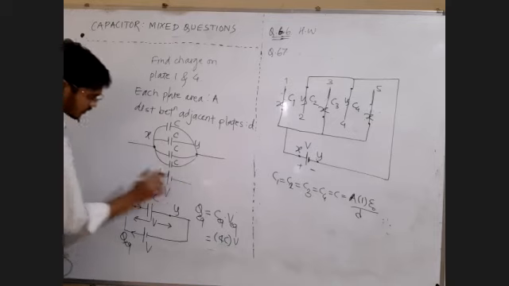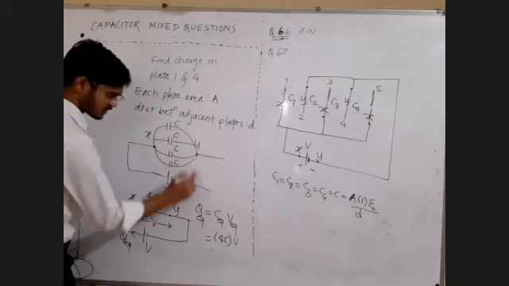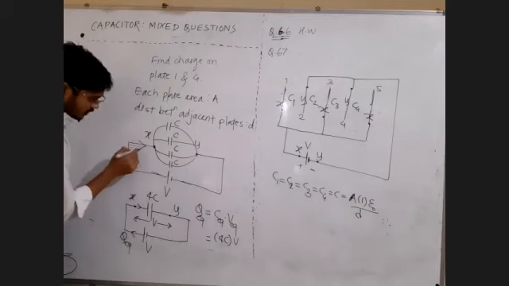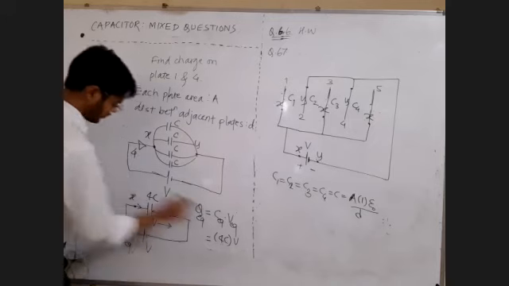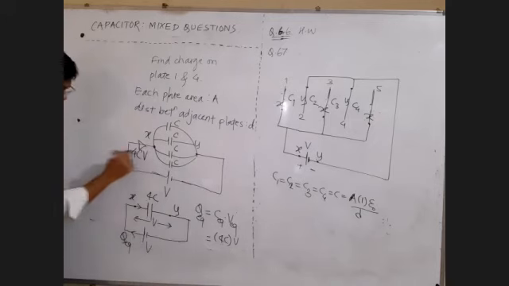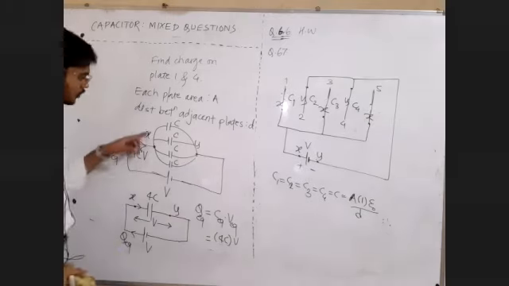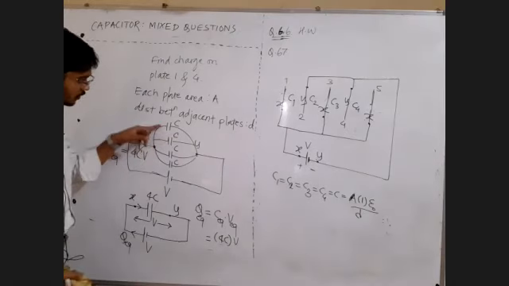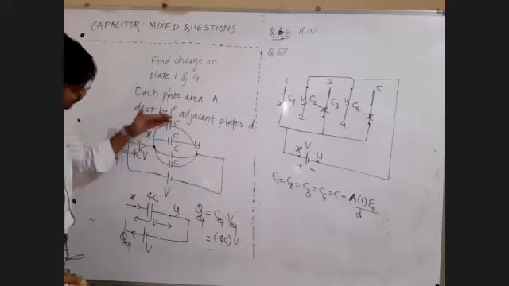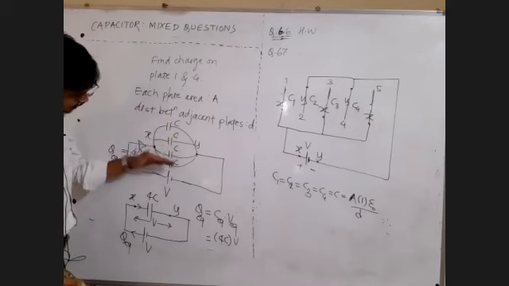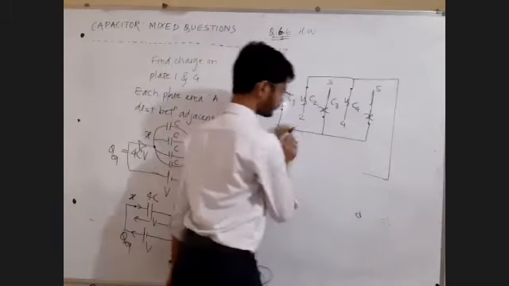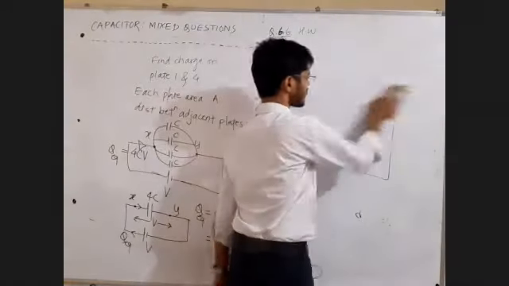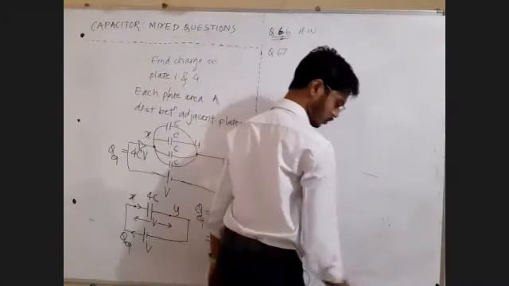Instead of this, I could have drawn it like this also, no problem. If you have drawn it as it is, there is no problem. What is the charge given by the battery here for the 4 capacitors? So it is 4CV. The battery has given 4CV charge. That will flow through the first branch, second branch, third branch, and fourth branch. Try to understand. 4CV is the charge given by the battery, which will flow through all the 4 branches.